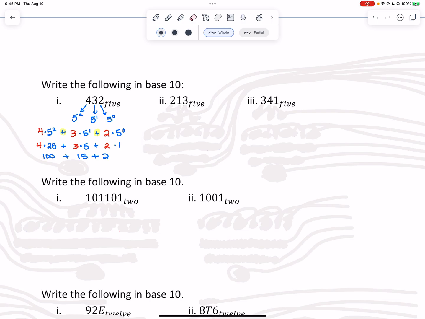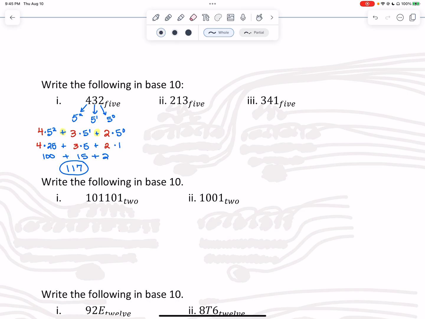And then we just multiply those guys together. 4 times 25 is 100. 3 times 5 is 15. 2 times 1 is 2. And then we just add them all up. Okay, it's much easier, I think, than the other thing, going backwards, going from 117 to base 5. Anyway, let's do just a couple more.